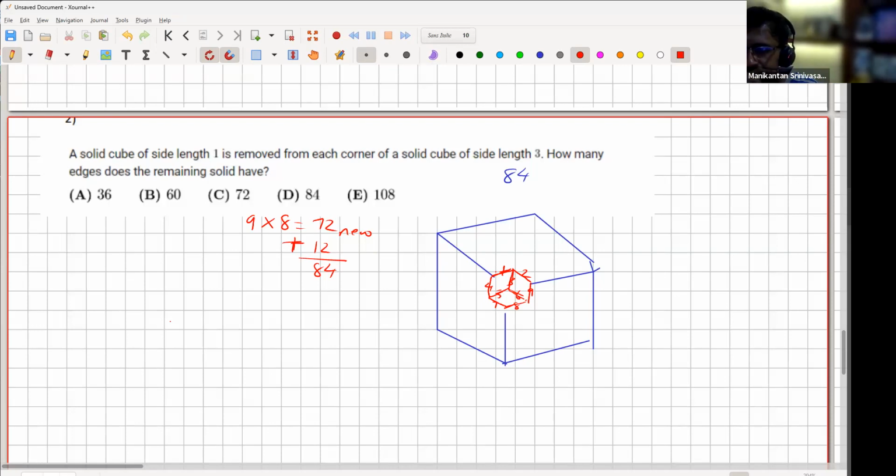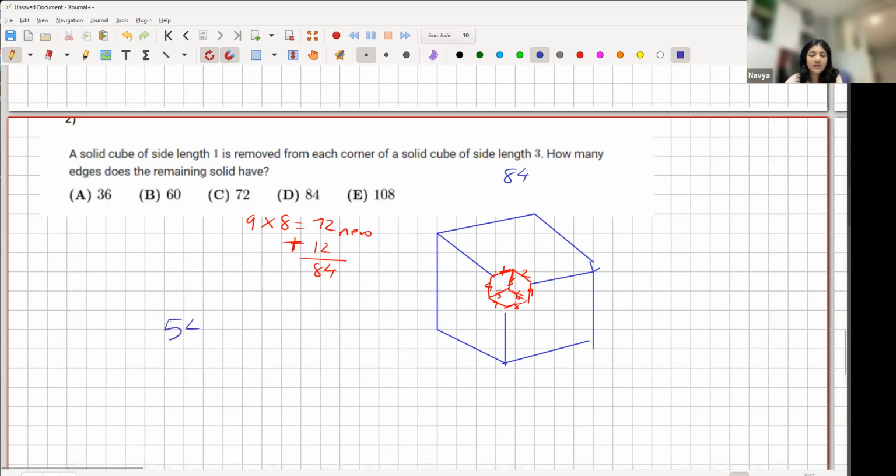Yes, Navya. Is it 30? Why 30? So the initial surface area is 54. And you take like three faces are visible, right? So each of them is of side 1. So the total surface area of that one particular cube is 3, and there are 8 of those. So you get 8 into 3 is 24. So you subtract that from 54.